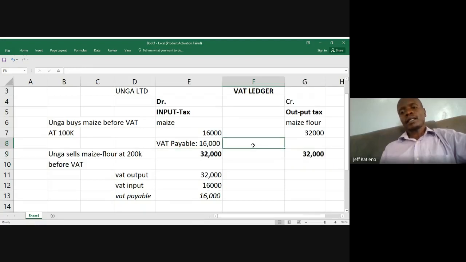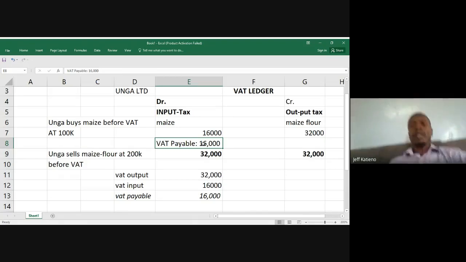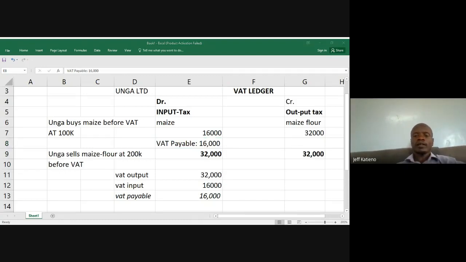Now, which means the journal here is to debit the VAT ledger with the VAT that you should pay to balance off the VAT ledger, and then you will credit either cash if you're paying it immediately, or VAT payable if you'll pay it later on. Yeah, so that is how input and output VAT works. So let me go back to my document again.